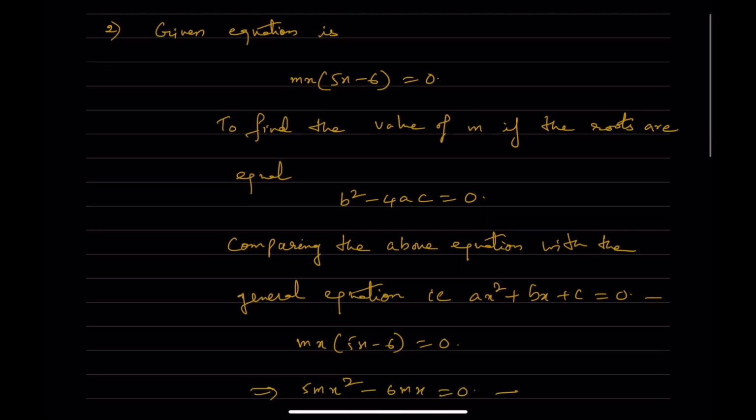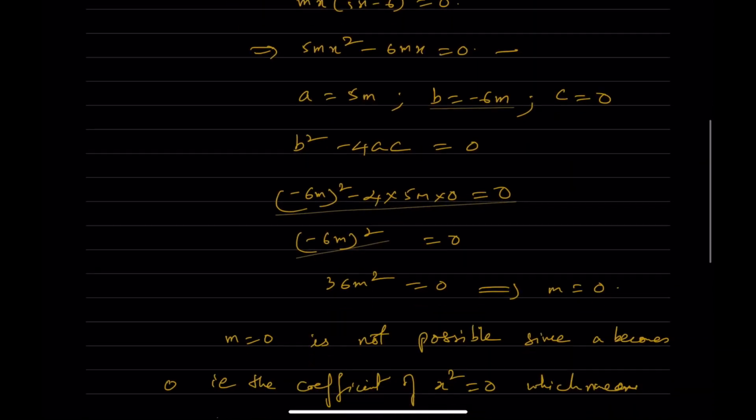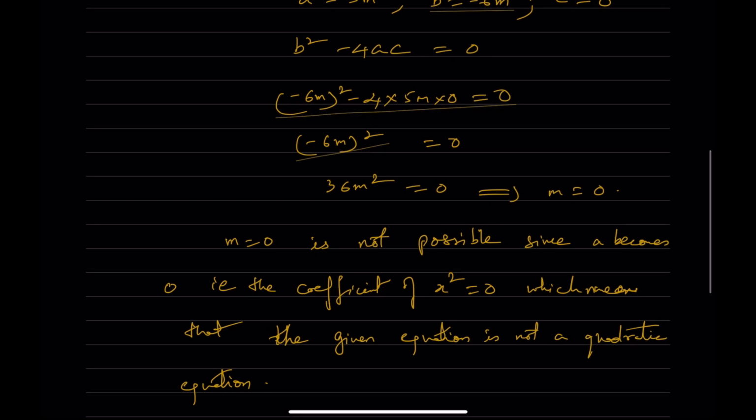Actually in the textbook you have mx(5x - 6) + 9 = 0, the given equation. So if we solve using that equation, what is the value of m, what can be accepted and what can be rejected, we'll just see using that also. This is the problem which is given in your sample paper. So for this we got m is equal to 0, which is not possible because a should not be equal to 0, that is the coefficient of x square is equal to 0 over here.